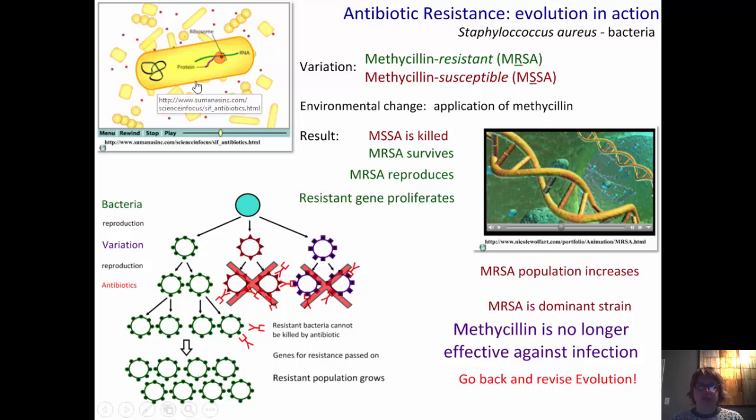All right, so we just watched that video at the end. Our problem is that the MRSA, methicillin resistant Staphylococcus aureus, population increases. MRSA is the dominant strain, and methicillin, as I said, is no longer effective. So we have to go back and revise evolution. What do we need to do to make sure that these are not the most prolific strains? These first came about in hospitals. That's where we first started to see them, and the problem is there were not any antibiotics that would work against them.